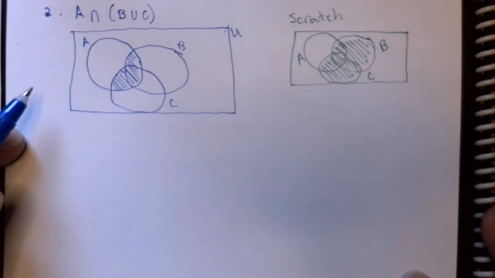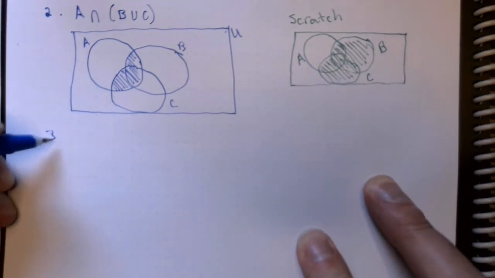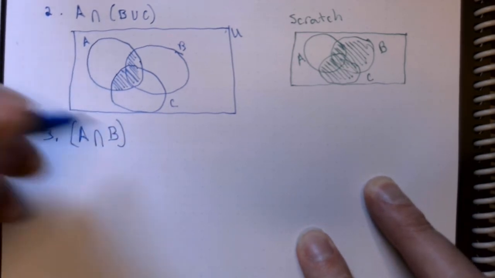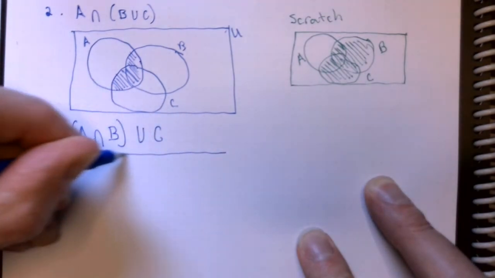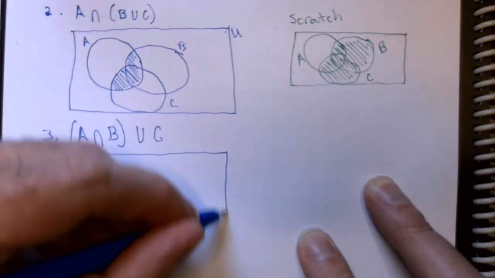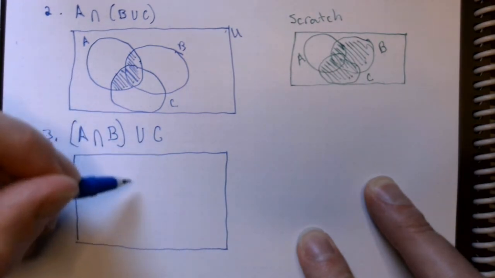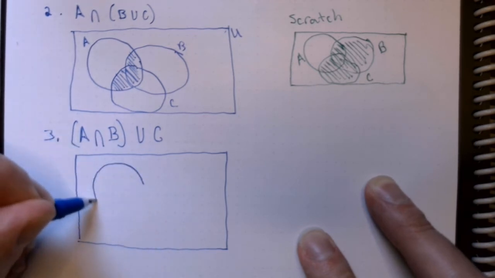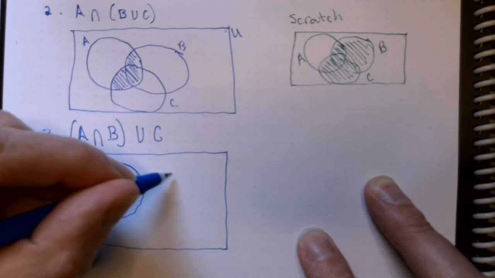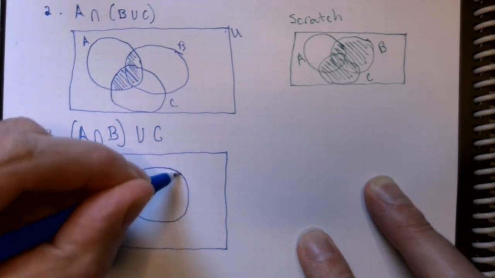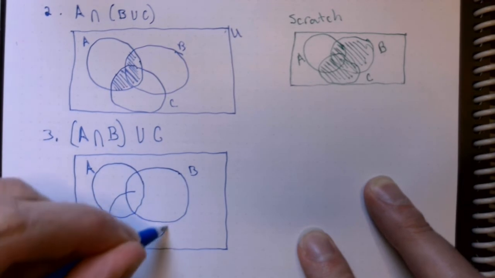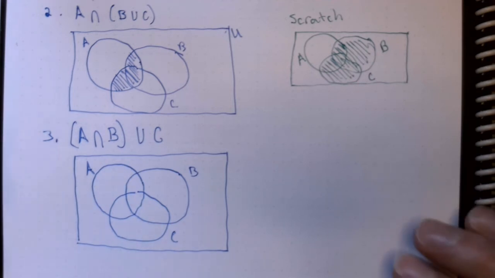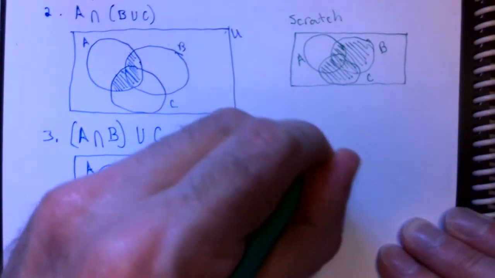Okay, let me do another one. Let me do one that is kind of like that, but I'm going to change one little thing. Here we're going to do A intersect B and then union with C. The thing I've changed between the two problems is where the parentheses are. It'll be interesting to see whether or not that makes a difference in the final answer. Once again, I'm going to do some scratch work over here.